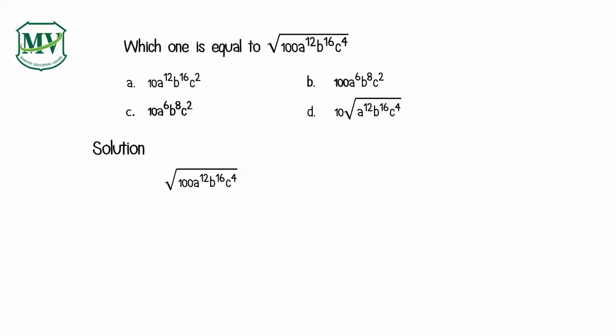So square root of 100, a raised to 12, b raised to 16, c raised to 4, is equal to square root of open parenthesis 10 a raised to 6 b raised to 8 c raised to 2 close parenthesis raised to 2, which is equal to absolute value of 10 a raised to 6 b raised to 8 c raised to 2, because we could cut the square root and the square. So the answer will be 10 a raised to 6, b raised to 8, c raised to 2. So the correct answer is letter C.